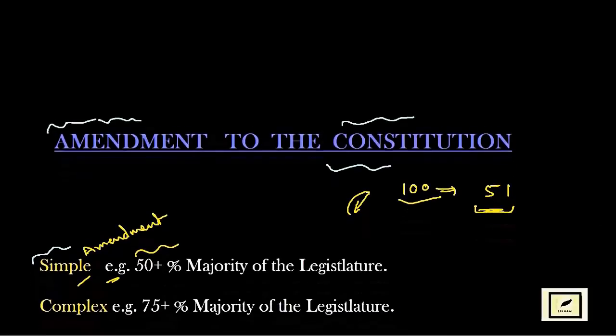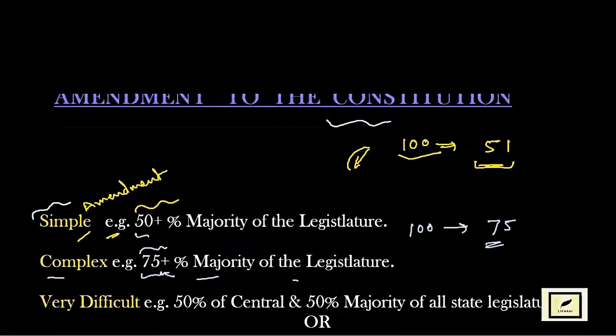Other case is the complex one. The amendment is a complex kind of a case here. That is where 75% or plus kind of a majority of legislature is required. That is, out of 100, at least 75 people are required in the majority to change that kind of law or rule that they want to amend. Well, these numbers can differ significantly depending on the country about which we are talking about.